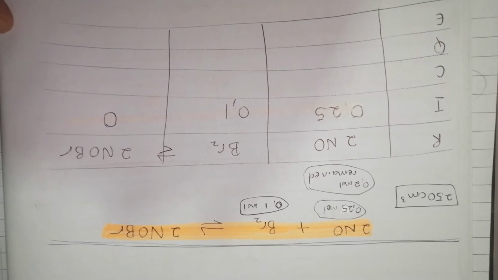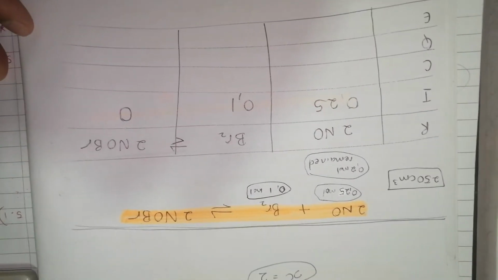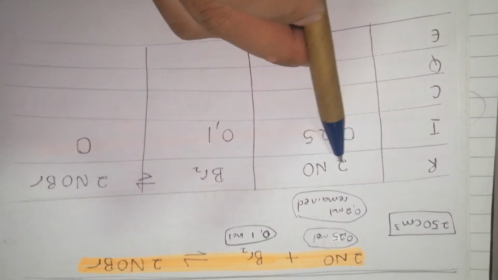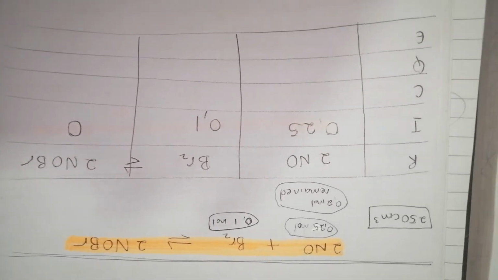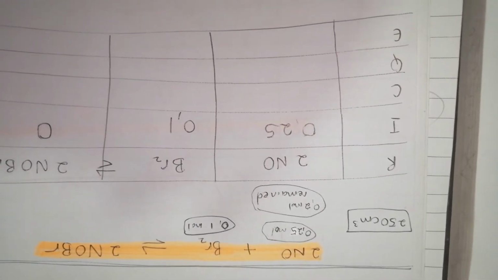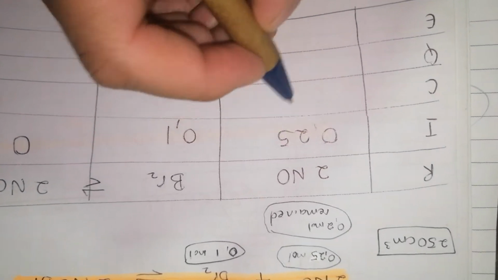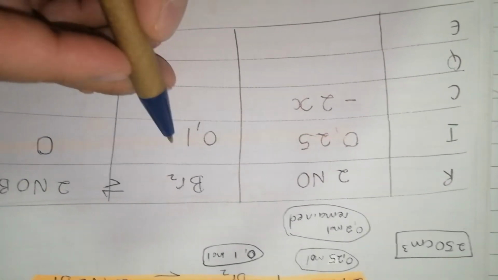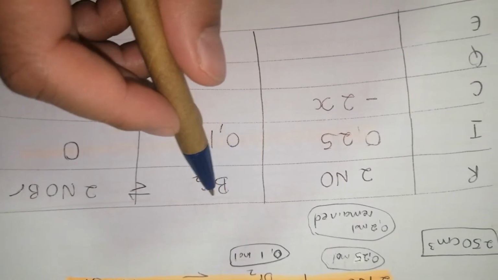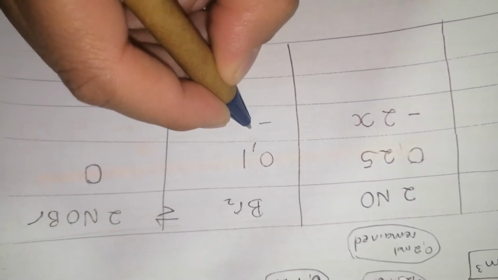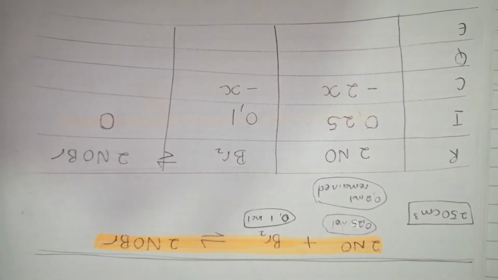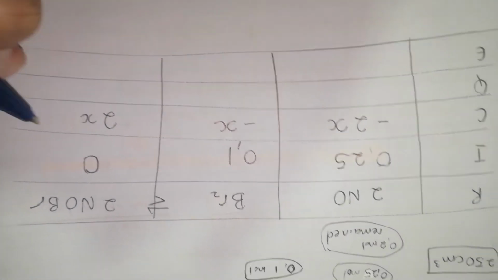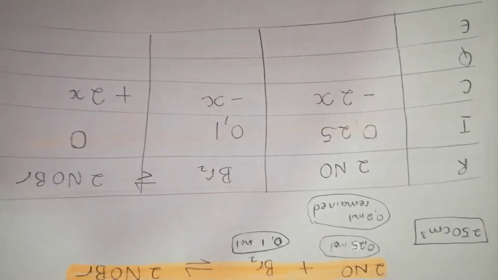Right, the next step is to do the change. Now the change is actually simple to do because all you have to do is look at the coefficient and then add a minus or a plus. Right, so the coefficient of NO is 2, and NO is the reactant here, and reactants always decrease, so it has to be negative. So you're going to say negative 2, and obviously it's in terms of x, so it will be negative 2x. And then Br2, the coefficient is 1, and it's also a reactant, so it will be minus 1x or just minus x. And then for the product, 2NOBr, the coefficient is 2, so it will be 2x. And since it's a product and product increases, it will be positive 2x.